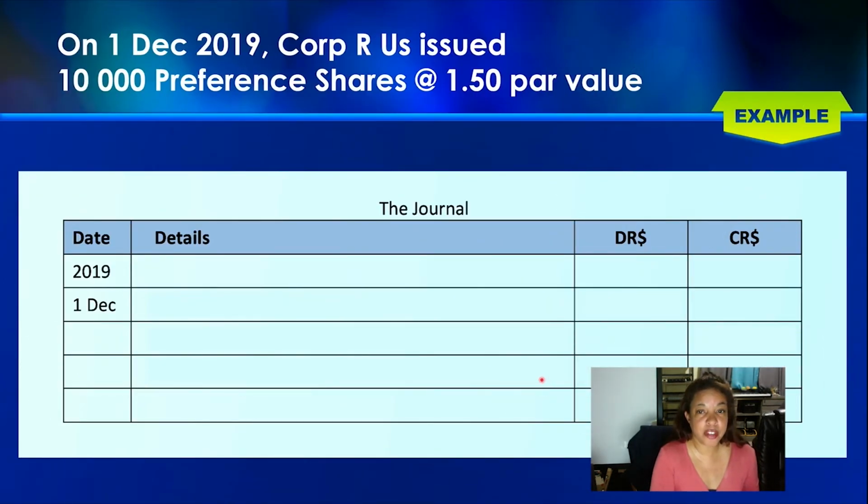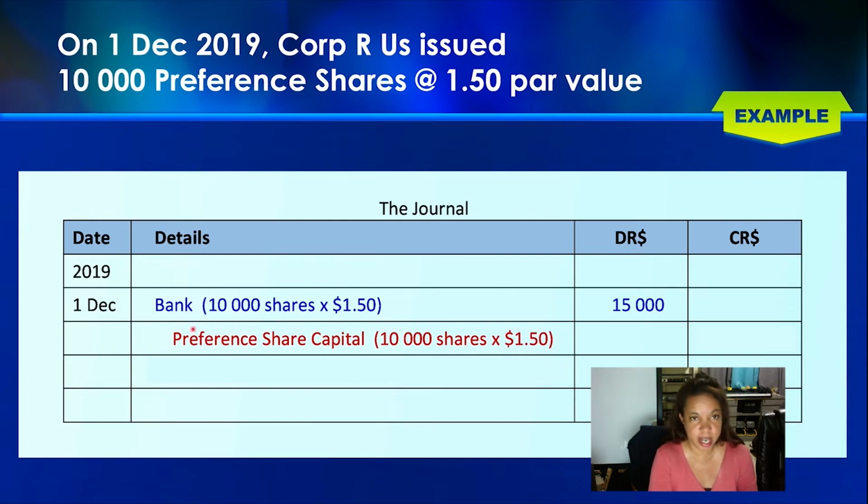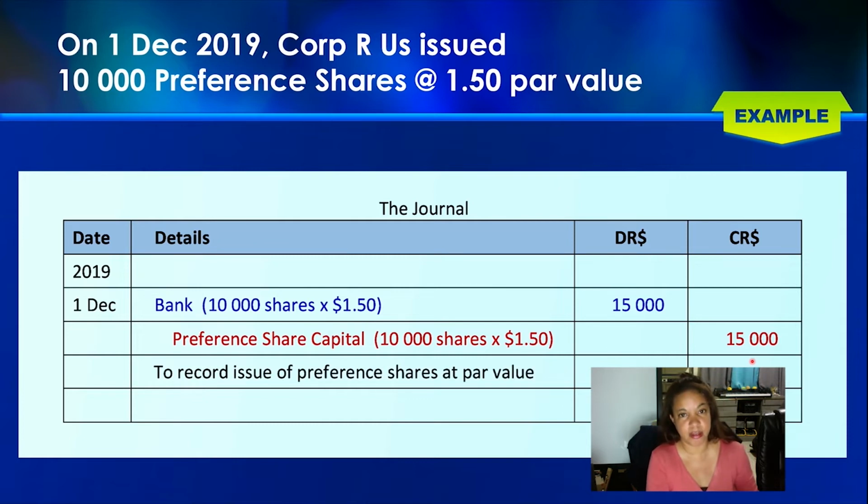So we have here preference shares, 10,000 preference shares at 150 par value. So you do the same thing, your bank, your working 10,000 by 150, that's how much you sold it for, so that means you receive 15,000, and then you credit your share capital, preference share capital more specifically, 10,000 by the par value, which is the same 150 that you sold it for, issued it at, so 15,000. So you have 15,000 on the debit, 15,000 on the credit, and this is your preference shares at par value.